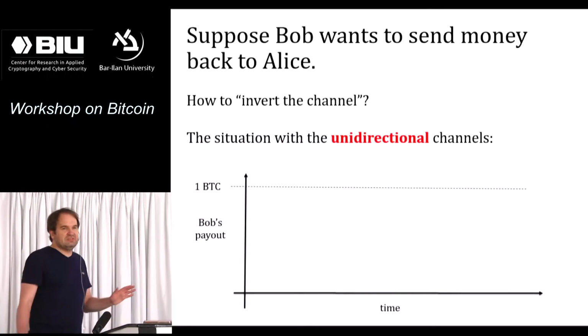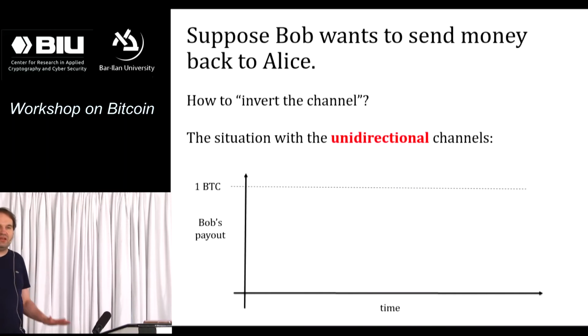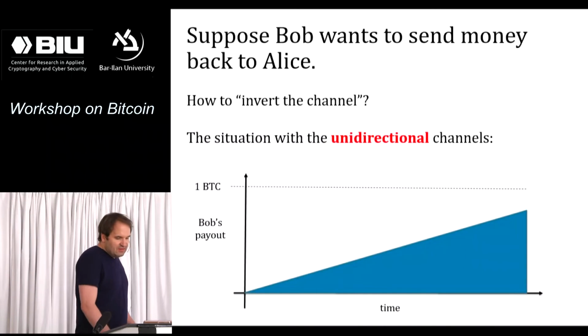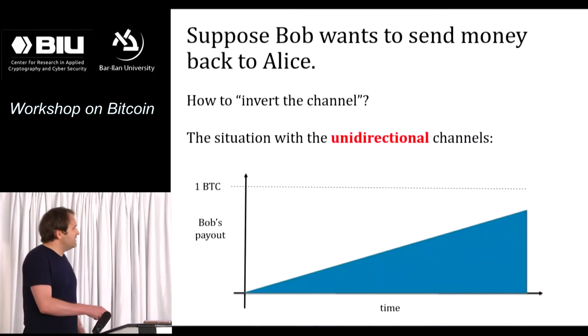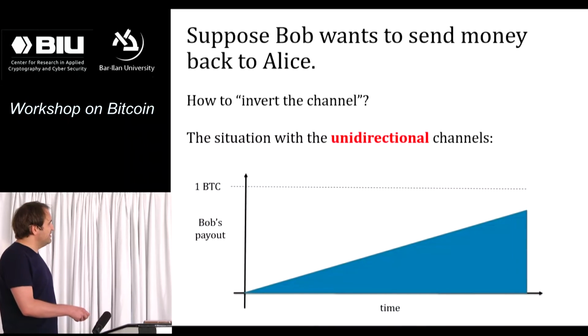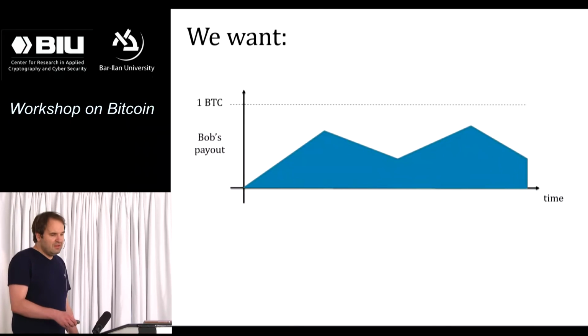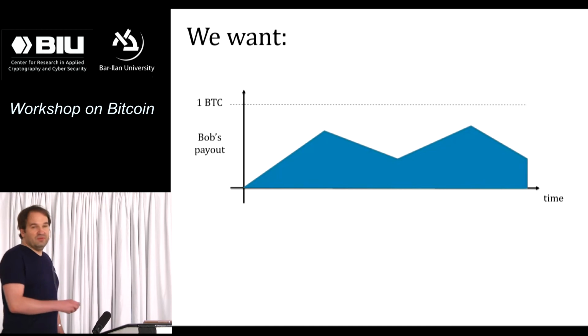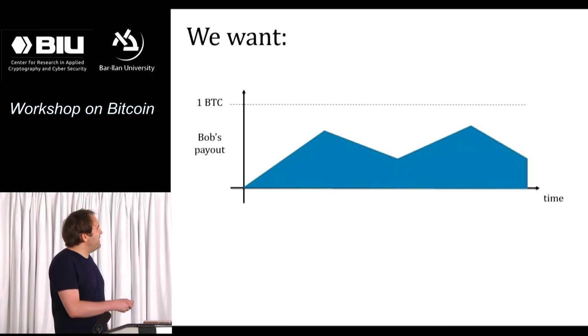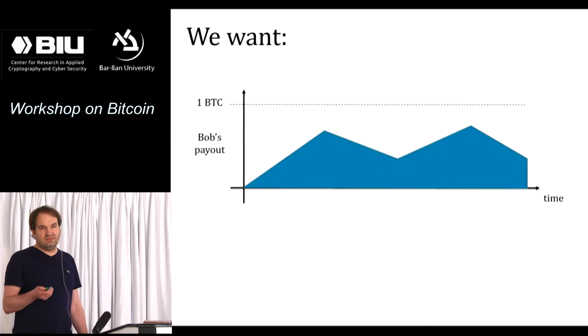I'm going to just give you an overview without going too much into details. This is the situation that we had. This is Bob's payout, how much Bob gets from the channel over time. Initially he was getting nothing, and then it's growing. From the point of view of Bob, he just gets more and more money. Now we would like to have a situation where it can actually go up and down, where he can pay back some of this money to Alice. How to do it?